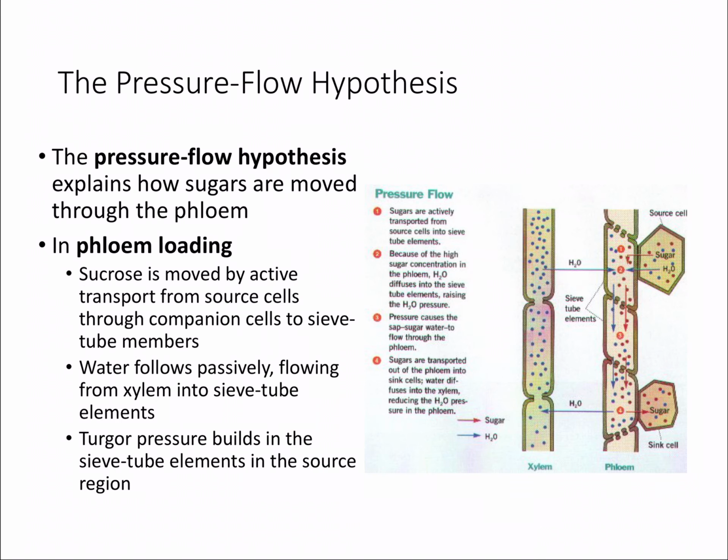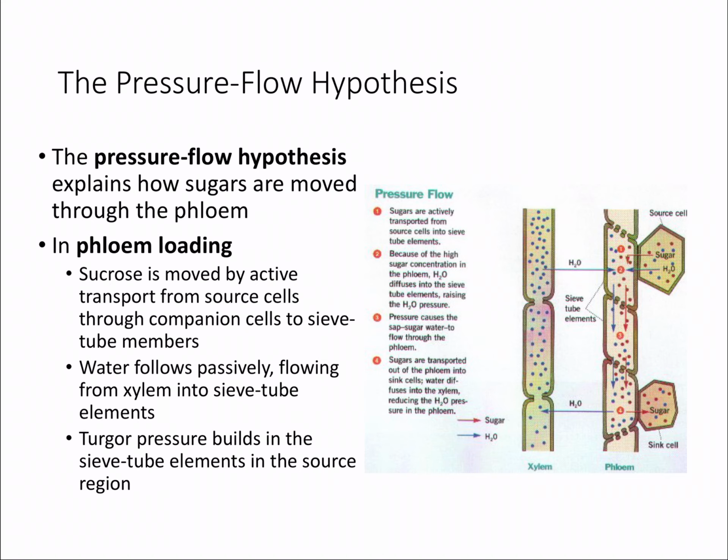Okay, so how do sugars move? Well, it has to do with this pressure flow hypothesis. And there's a better picture coming up in a second that I'll really walk you through. But it has to do with the fact that sucrose, a high concentration of sucrose, is going to ultimately pull water from the xylem, and that's going to move our sugar.